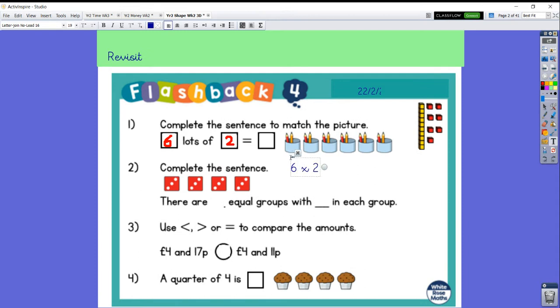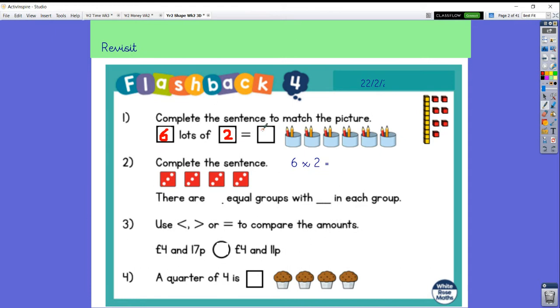6 times 2 equals, using your 2 times table, you could count up into 6 times, counting the pictures, 2, 4, 6, 8, 10, 12. So 6 lots of 2 equals 12. Let's see if we can write it in here. Brilliant. Okay, so complete the sentence.